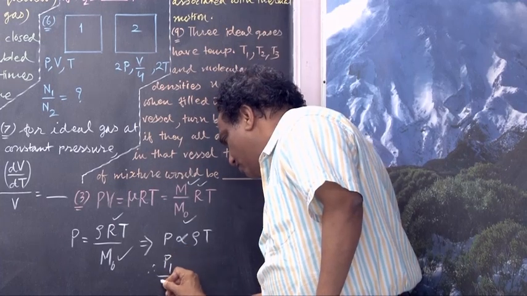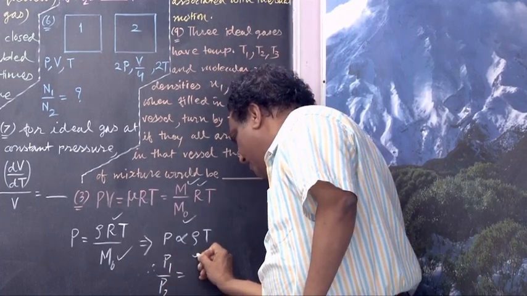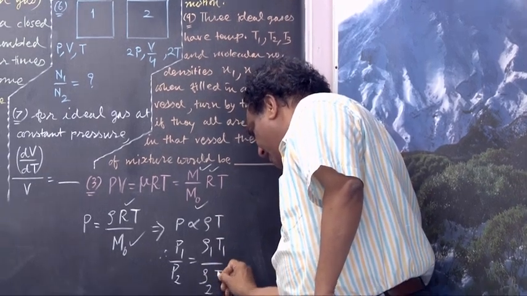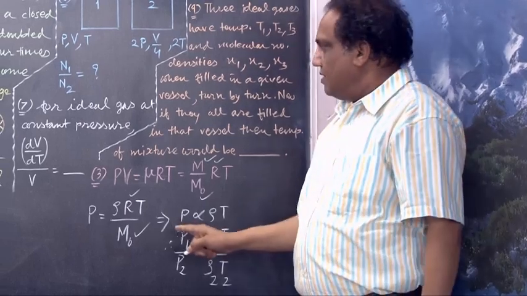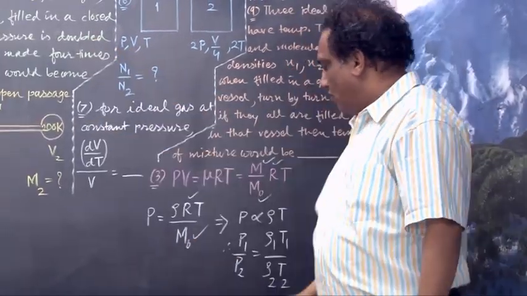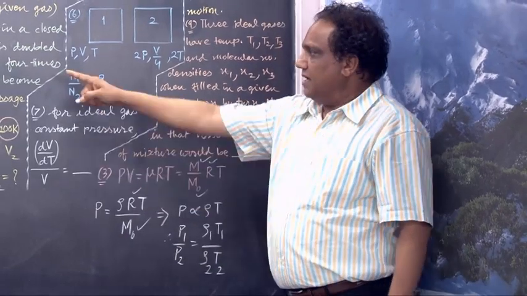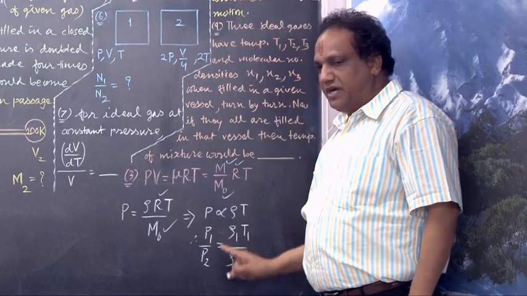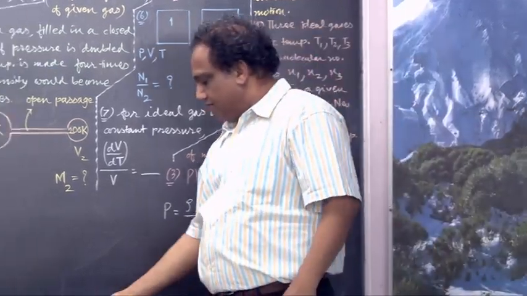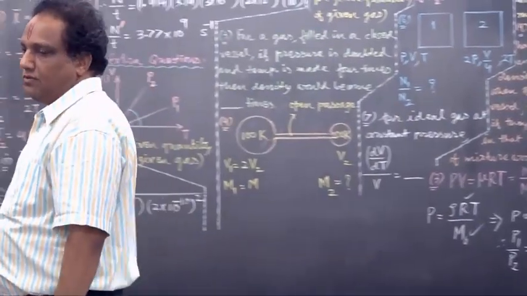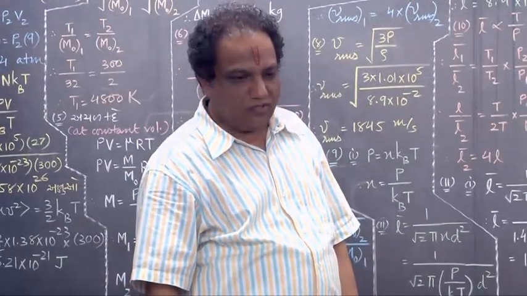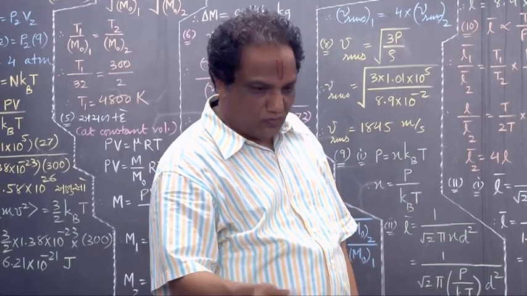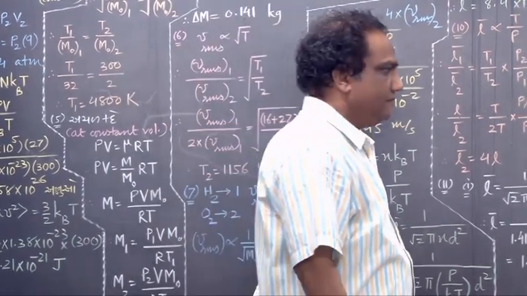When P is proportional to rho into T, P1 upon P2 will be equal to rho 1 T1 upon rho 2 T2. Now pressure is made double, so instead of P2, you write 2 P1. Temperature is made 4 times, so instead of T2, you write 4 T1. And find out rho 2 in terms of rho 1. It is not 2 into rho 1. It is rho 1 by 2. Got it?